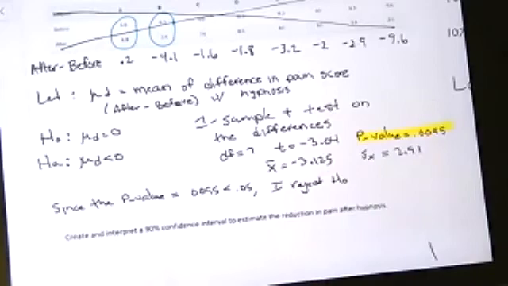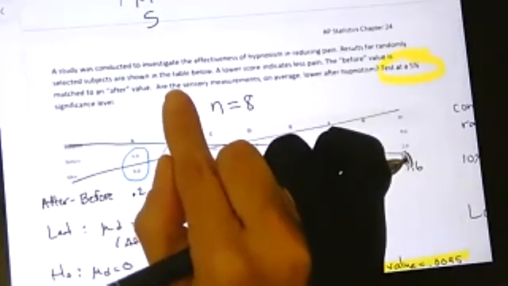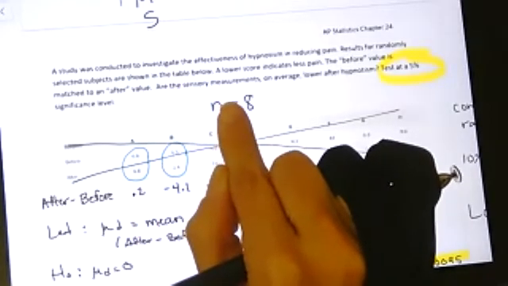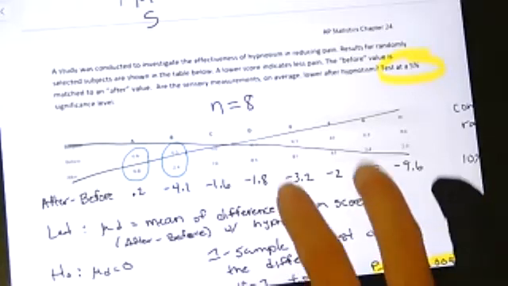Okay, in rejecting the null hypothesis, we are saying that it appears we have convincing evidence that the sensory measurements on average are lower after hypnotism.